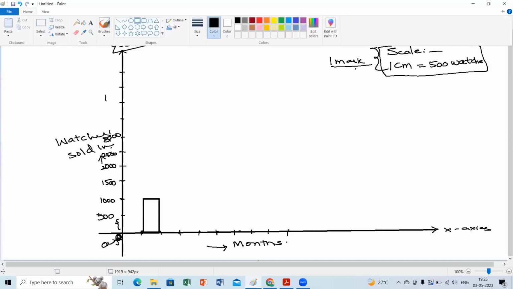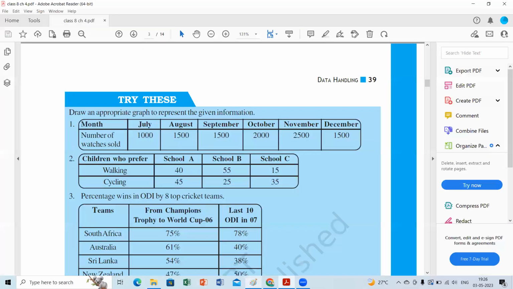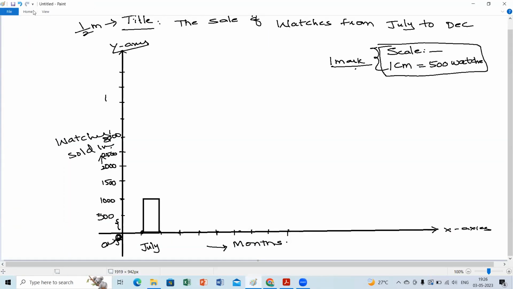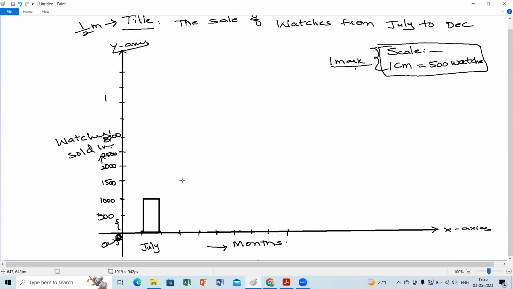Next, August is 1500. What is the next month, children? Please look at August, the next month. August 1500, September 1500. So 1500 for August.